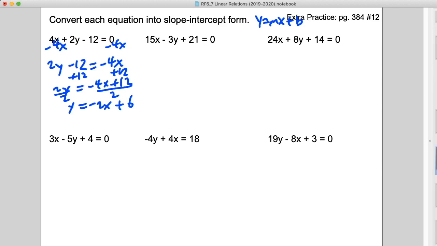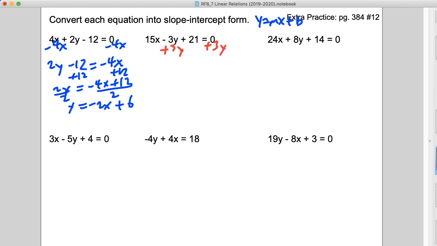Example number 2, we notice here that my y is a negative 3y. So all I need to do is add 3y to both sides. So again, part of the problem solving process here is trying to make it as efficient as possible when you're trying to isolate for y. You don't want to do more than is necessary. So we're going to go ahead and add 3y to both sides. So add 3y, so plus 3y and plus 3y.